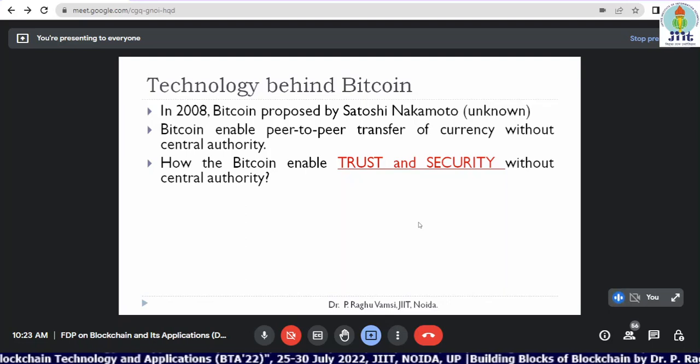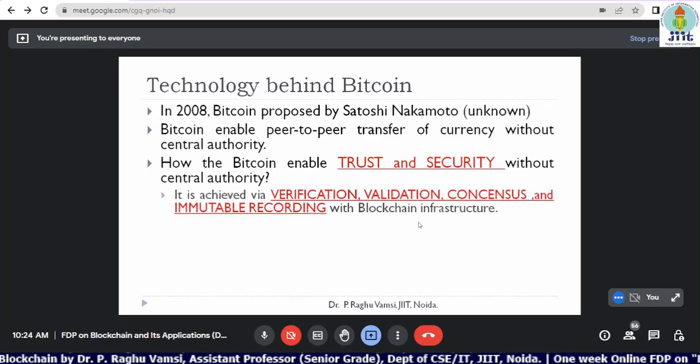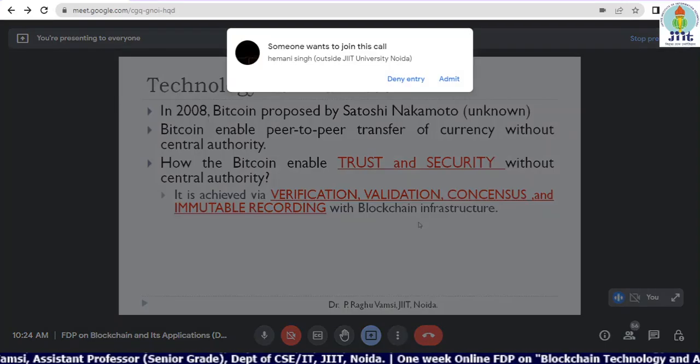But Bitcoin is a peer-to-peer and decentralized system, in which, how can this trust and security be maintained? This is the main question. This question can be addressed with the help of introducing the blockchain. That is the reason blockchain is called the backbone for cryptocurrency or any decentralized application where transactions are involved and where trust and security must be maintained. It is achieved via verification, validation, consensus, and immutable recording of the transactions with the blockchain infrastructure.